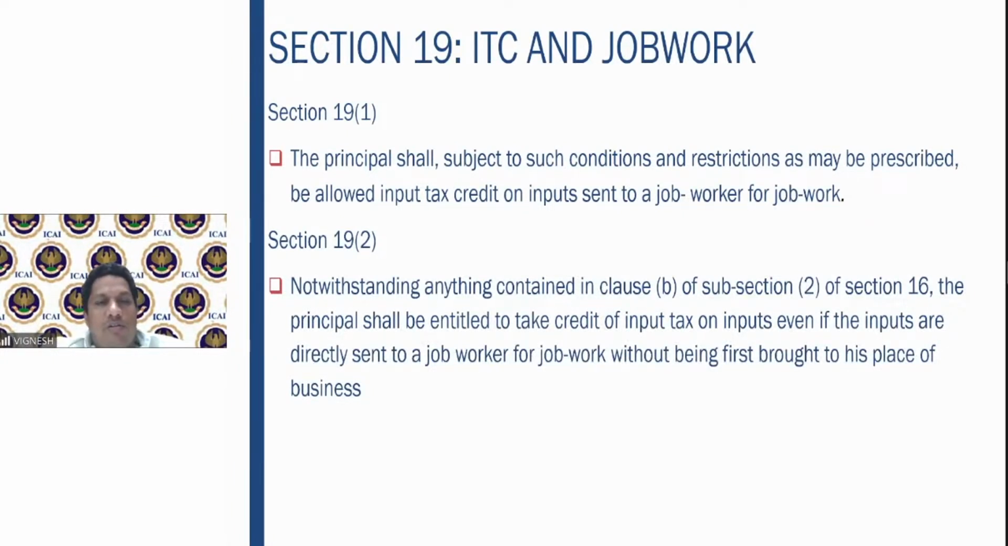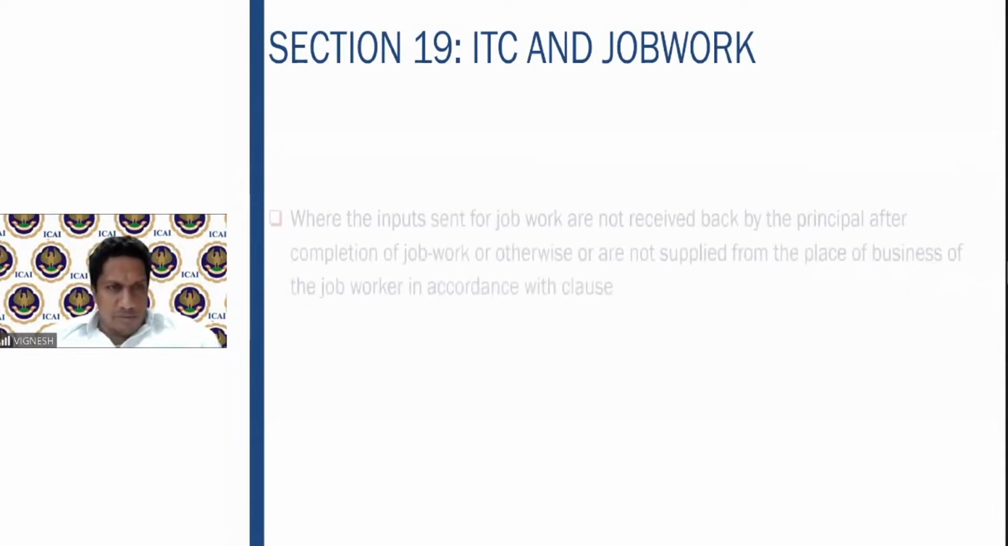Then 19 subsection 2: notwithstanding anything contained in 16(2)(b), that is the conditions for claiming the input tax credit, the principal shall be entitled to credit of input tax on inputs, even if the inputs are directly sent to the job worker for job work without being first brought to his place of business. Because section 16 clearly says that ITC can be claimed only once the goods are received in the hands of the taxable person. But here what is happening? The goods are not received in the hands of the taxable person, but the goods are directly going from the supplier. See, I am purchasing the product and that product is going directly to the job worker. I'm instructing him to send it directly. So therefore, then also the input tax credit can be claimed by the principal.